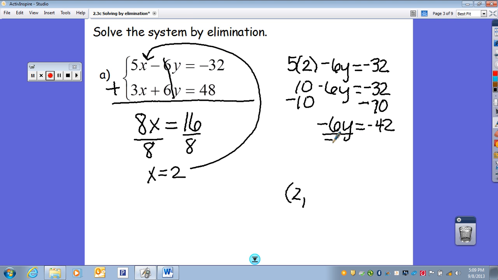And I'm going to divide both sides by negative 6. So y is equal to 7. That is the other part of my ordered pair, and this is the solution to my system. This is the point at which these two lines would intersect if we were to graph them on the coordinate plane. To be sure this is correct, we plug it into the other equation. 3 times 2 is 6. 6 times 7 is 42, and 42 plus 6 is 48.